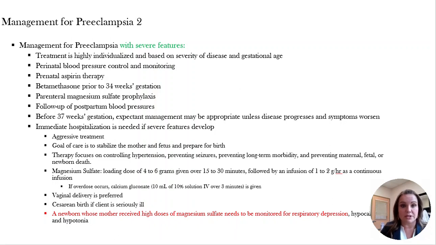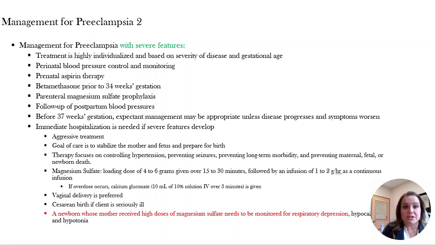So if we're delivering a preterm baby, we want to do everything we can to help that baby's lungs mature faster. So we will give moms betamethasone. It's an IM injection. They get two doses 24 hours apart. So hopefully we can delay delivery for at least 48 hours to get those steroids on board.